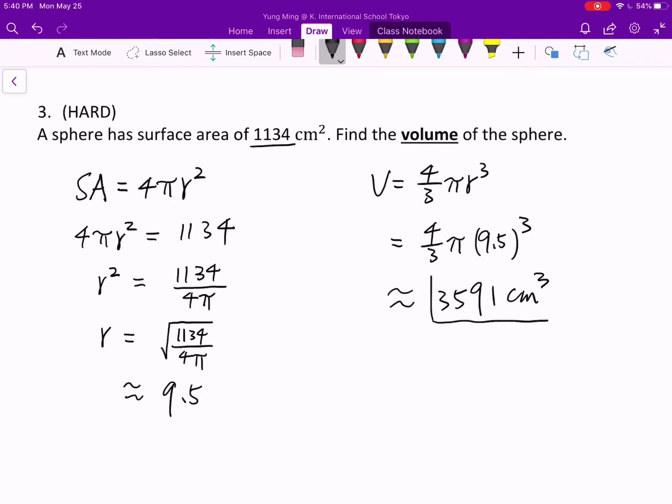Guys, in this case, my unit is centimeters cubed. For surface area, the unit is centimeters squared. So make sure you know the difference.